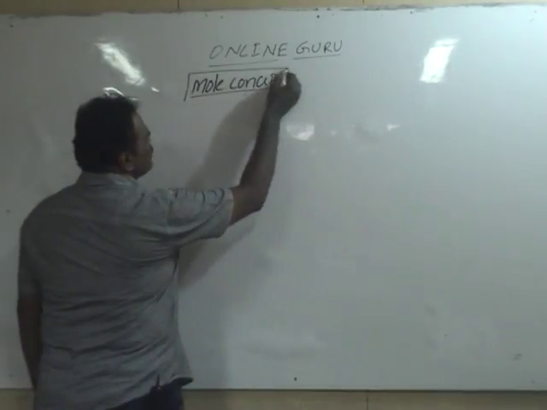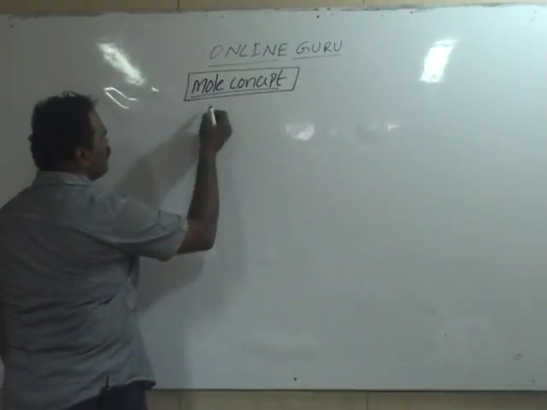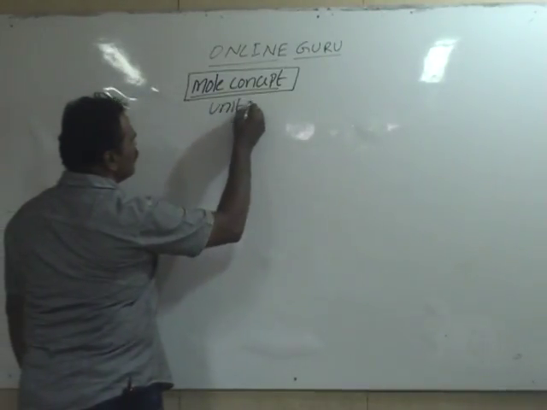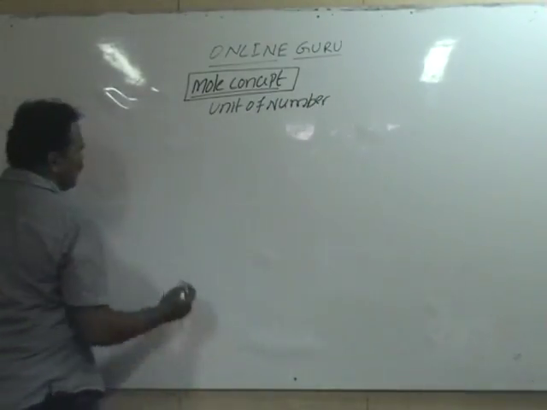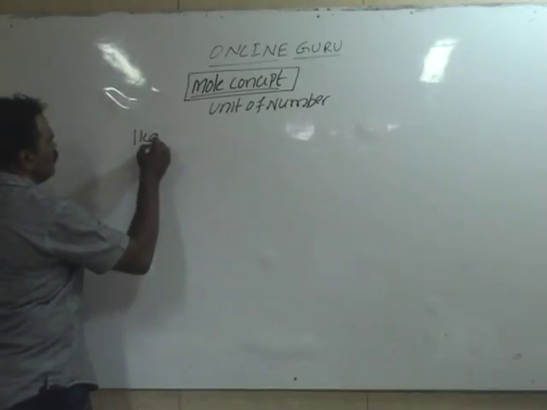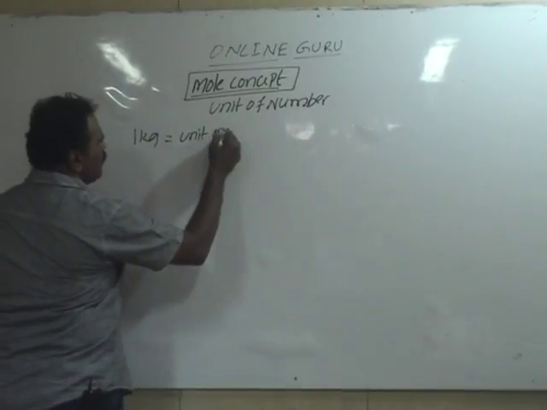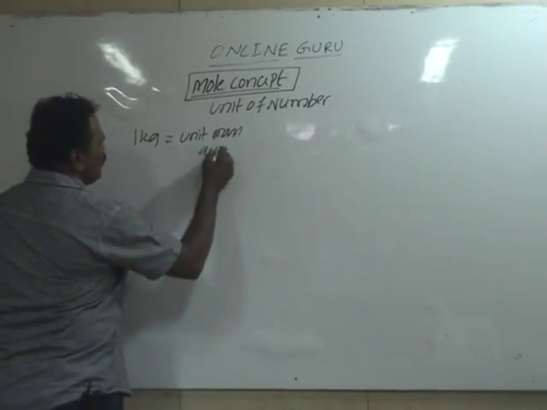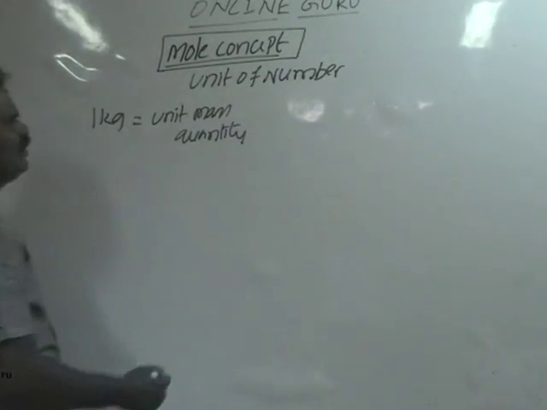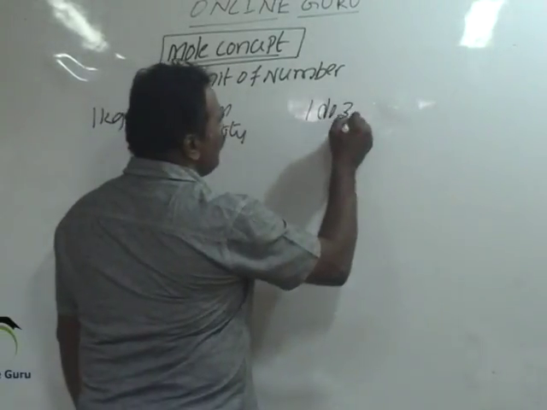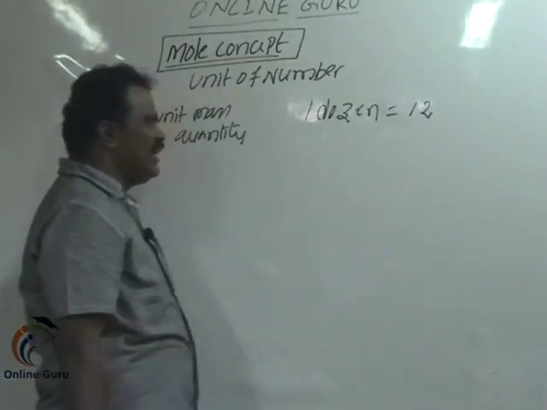Most of physical chemistry depends upon the mole concept. Mole concept means it is a unit of number. Generally, 1 kilogram is the unit of mass, or quantity. Similarly, 1 dozen indicates a number. The number 12 indicates 1 dozen.